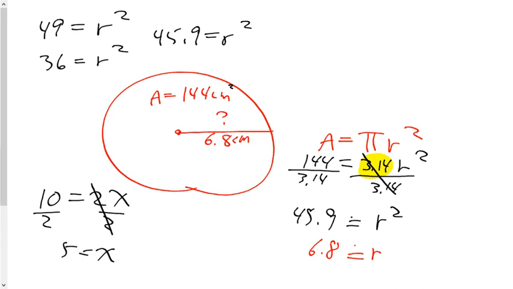In actuality, remember, in algebra, whatever you do to one side, you have to do to the other. Technically, what we did here, what number multiplied by itself is r squared? The answer is r. What number multiplied by itself is 45.9? It's 6.8. Essentially, what we did is we square rooted both sides. Okay? And that's the answer.